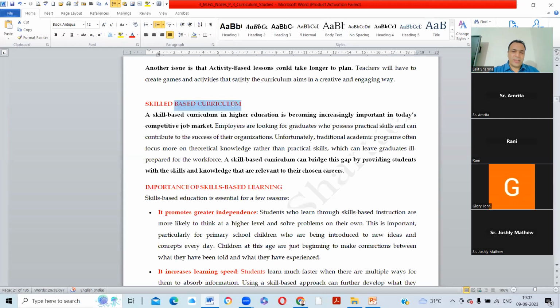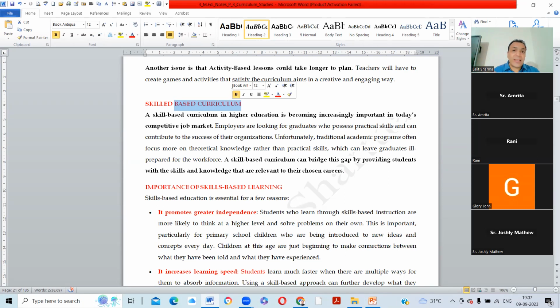Disadvantages, then skill based. This skill based, always remember what the difference is between activity based and skill based, this was our question. Define the activity based and skill based curriculum with the help of examples. So activity based, you have understood, means the curriculum should be based upon physical activity. Once the student does the physical activity by themselves, they will learn automatically, right? What is skill based curriculum?